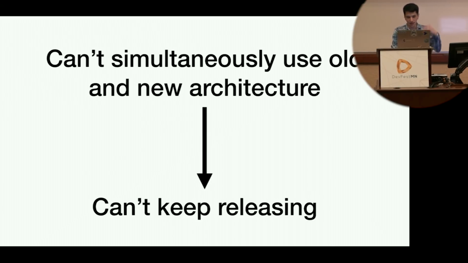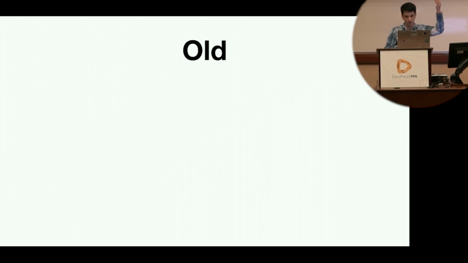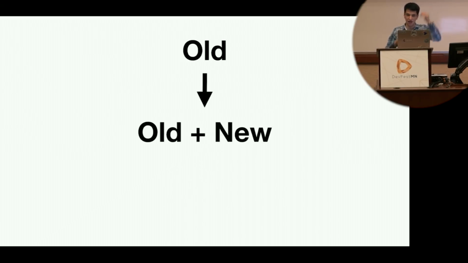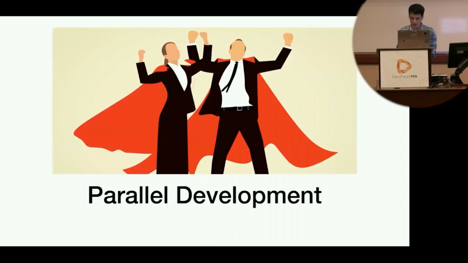Really, what you want is very simple. You want to have the old, and then for some period of time, old and new simultaneously working together, and then eventually just going to the new stuff. So really, this parallel development, being able to have two types of code running at the same time, is what makes this work at all. And there are three main strategies that we use to make this happen.